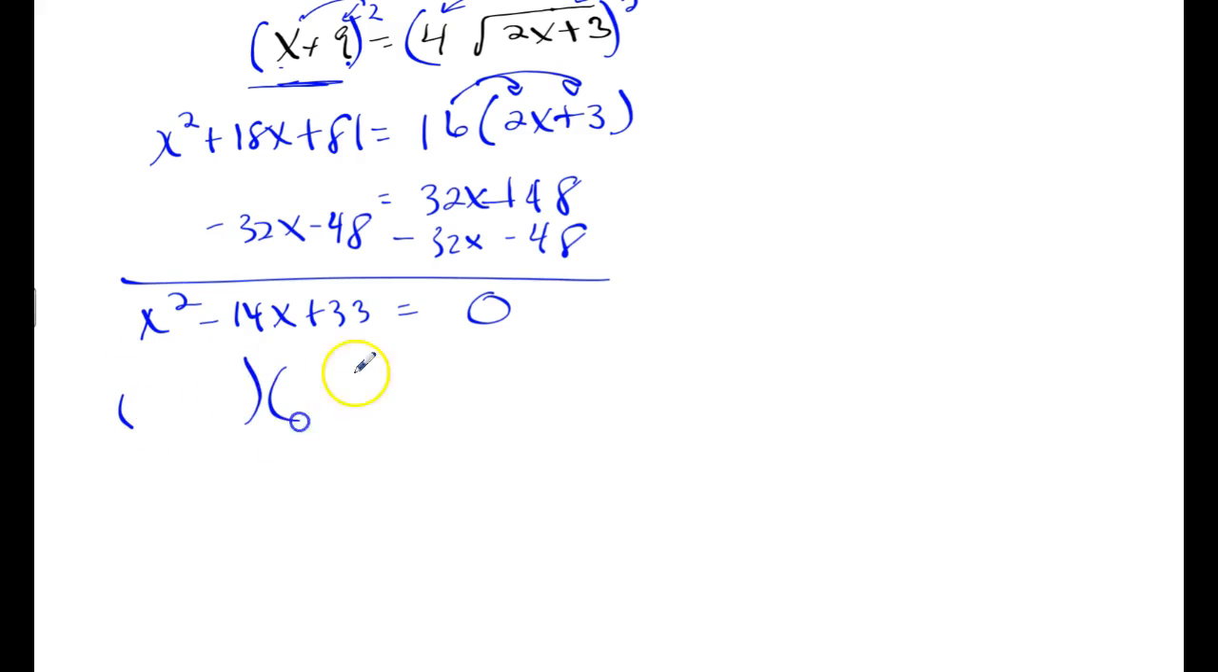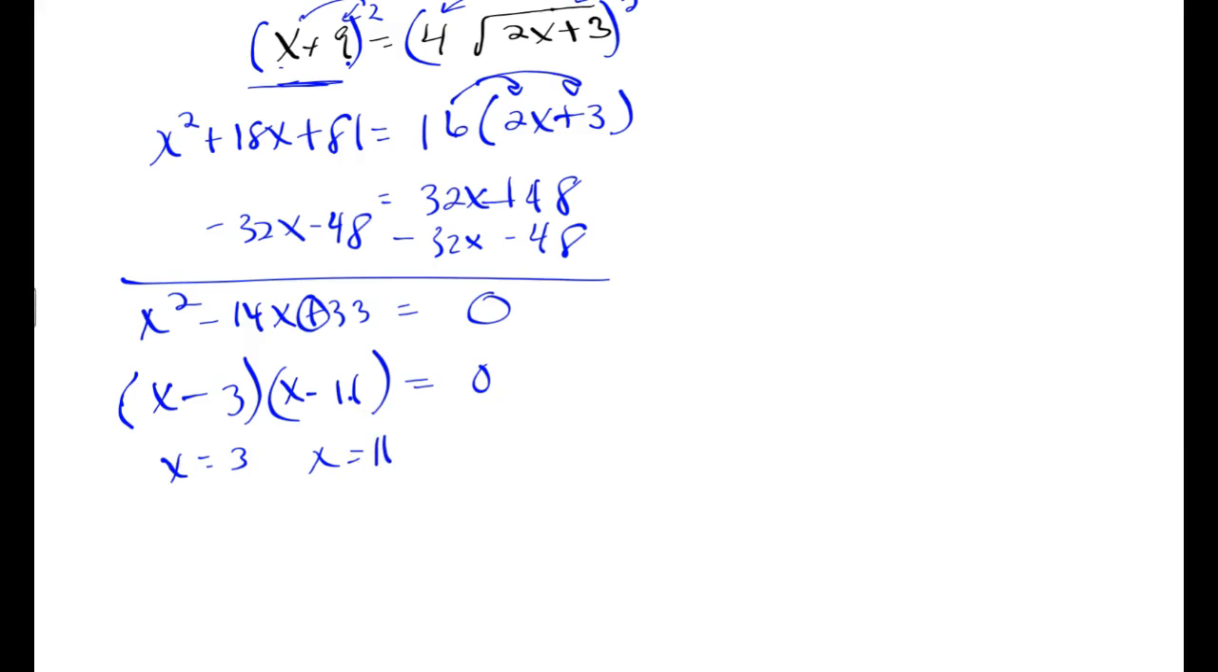So the goal is to try to factor this, and again, if you can't, then I have to use the quadratic formula or a graphing calculator. Factors of 33 I think exist. I need factors of 33 that add up to 14, and I think 3 and 11 will work well. Those are factors of 33 that add up to 14. This says signs are going to be alike. They're both negative.